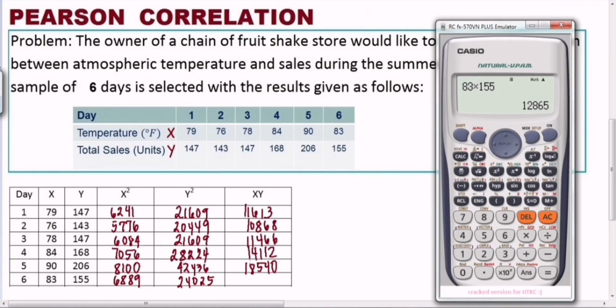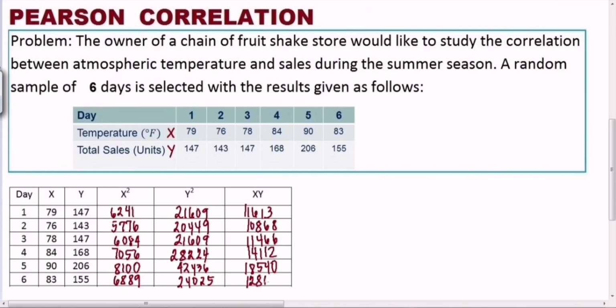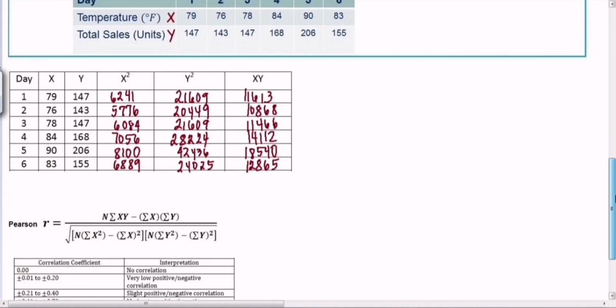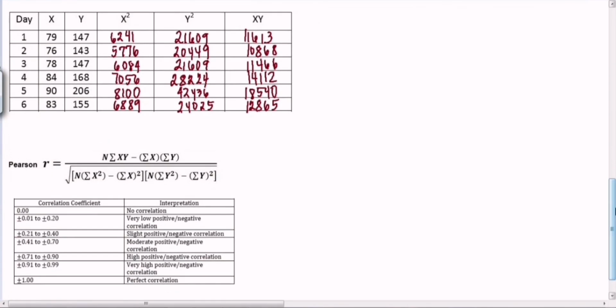So 12,865. Okay? The next one would be, let me scroll down a bit, guys, so you can see the formula. Next one would be the summation. So, add all the columns. Meaning, you add each column downward, add them all. So, when we say summation of x, when you add the x, that is the summation of x.